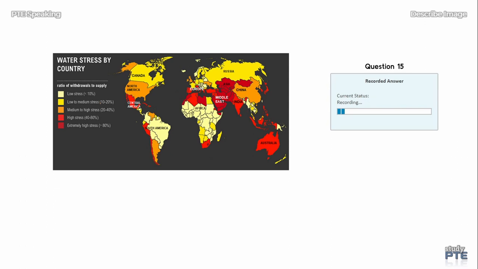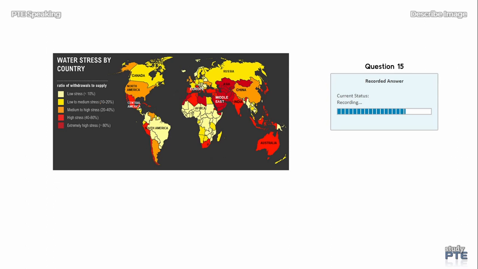The given image shows information about water stress by country in terms of ratio of withdrawals to supply. It also provides information in various categories such as Canada, North America, South America, Africa, Europe, Russia, China, India, and Australia. It is clearly visible from this image that low to medium stress is shown by the yellow color. On the other hand, extremely high stress is shown by the red color.